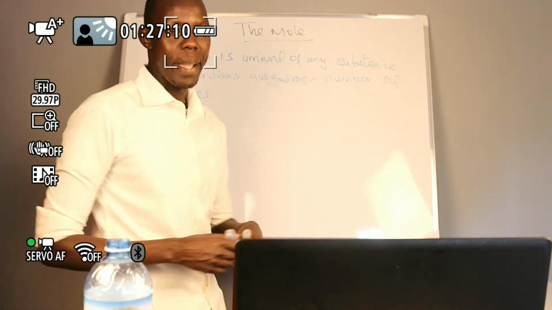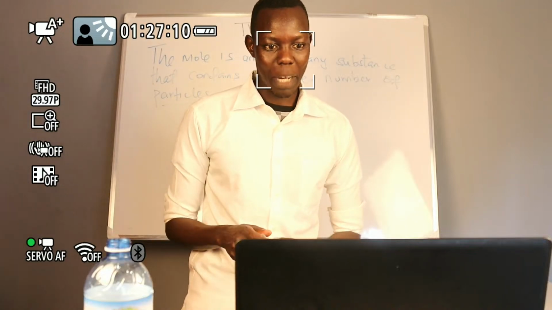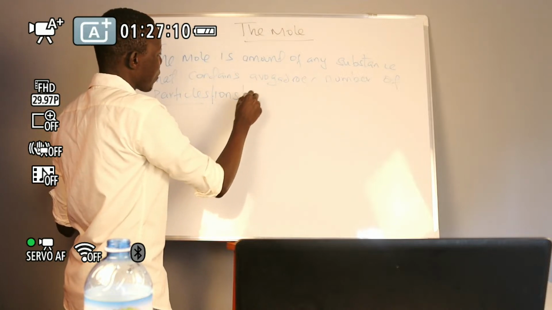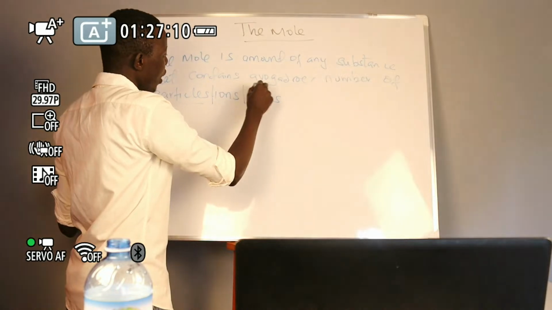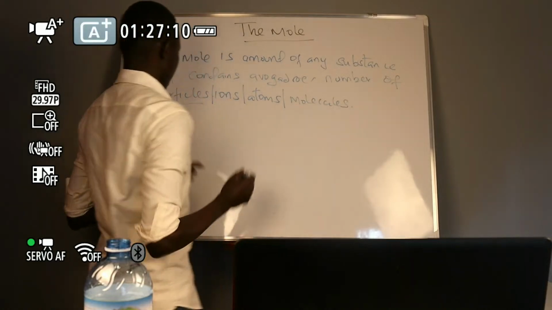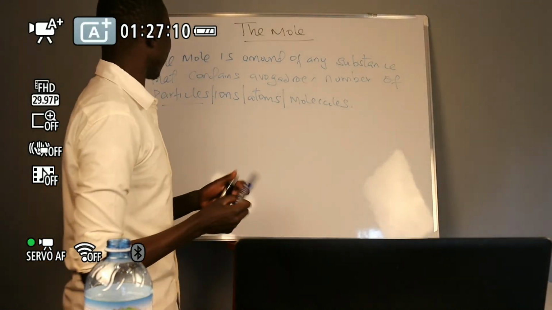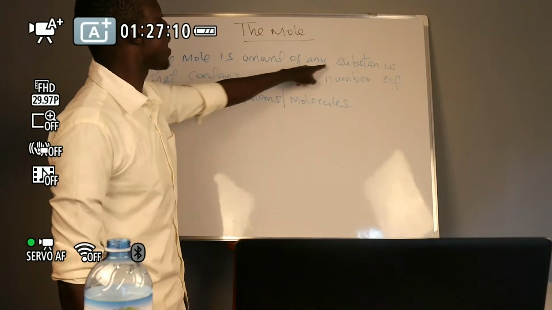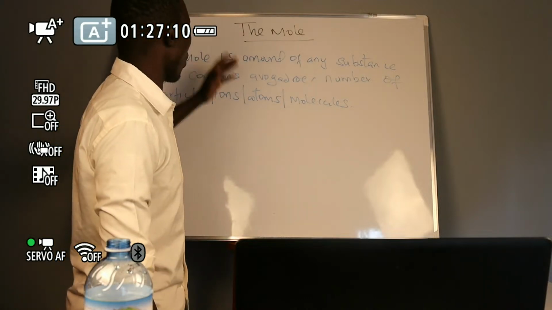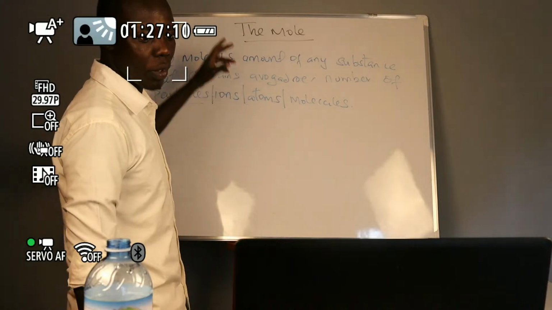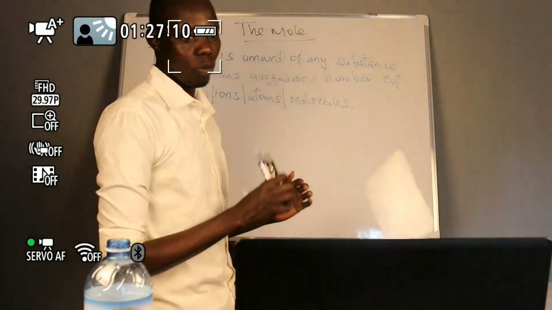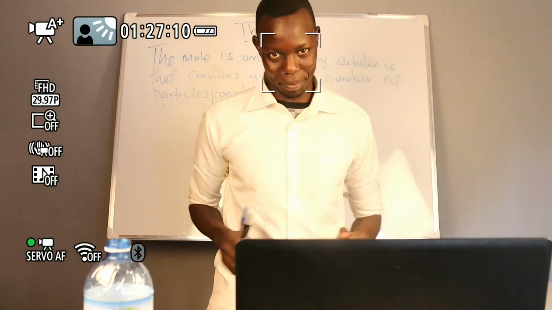The word particles can be replaced with the following words. It can be replaced with ions. It can be replaced with atoms. It can be replaced with molecules. So when you are defining, you can say it is the amount of any substance that contains Avogadro's number of particles. You are correct. Avogadro's number of ions, you are correct. Avogadro's number of atoms, you are still correct. Avogadro's number of molecules, you are still correct in any of those.